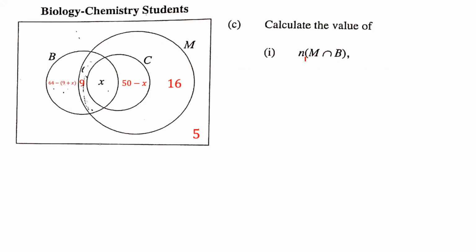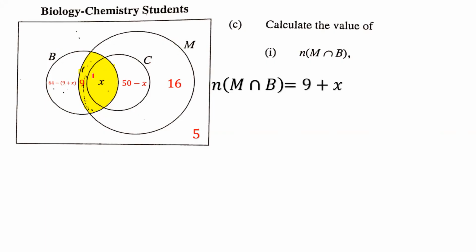It says calculate the value of n, the number of elements in M intersect B. Now what is M intersect B? That's math intersect biology. So math is this big one and biology is this one right here. Where do they intersect? They intersect right there in this yellow portion. And so n, the number of elements in M intersect B, is going to be 9 plus x, these two together. What is x? We just saw that x is 30. So 9 plus 30 is going to be 39.